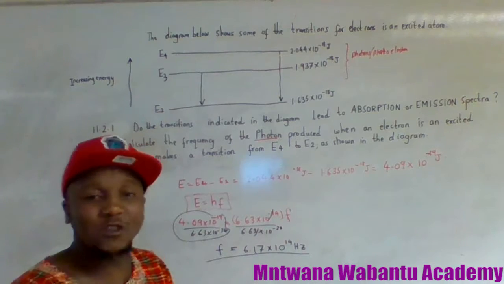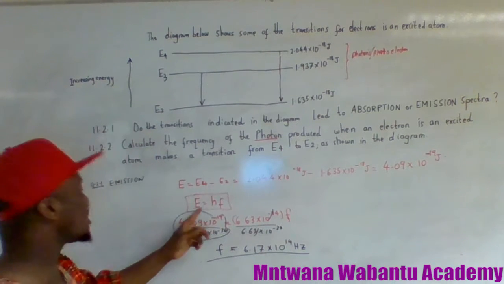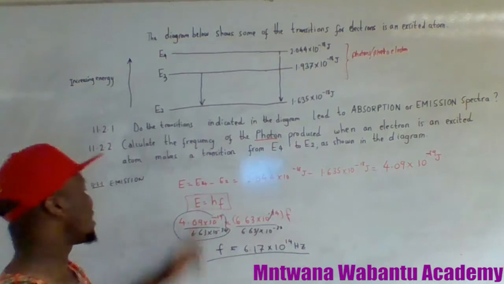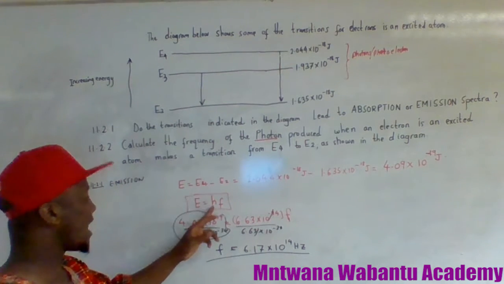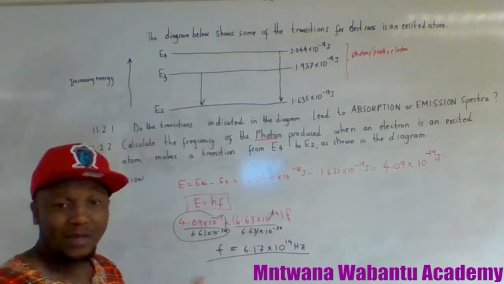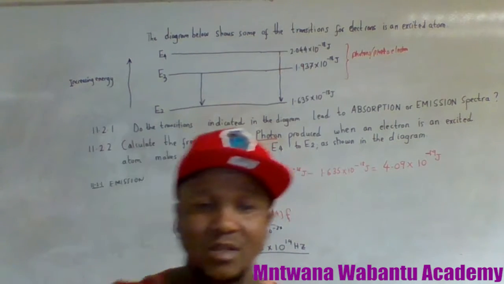So now they want the frequency of the photon. How are you going to get the frequency of the photon? Energy equal to hf is at the back of your formula sheet. Because they want frequency, energy I have is hf. Plug it in there, and you got it. So that's how you do it.